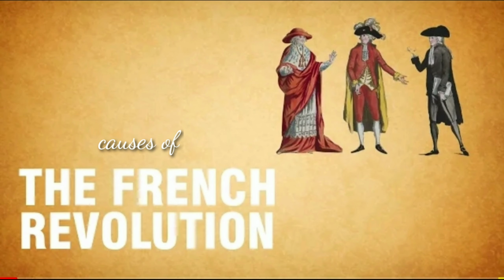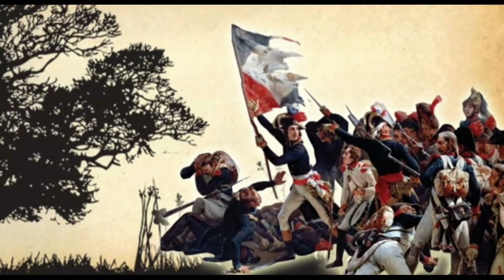So now, let us listen to the causes of the French Revolution. Just look at these causes by organizing them into two types. The first type that we need to look at is political cause, or Louis XVI and his problems.